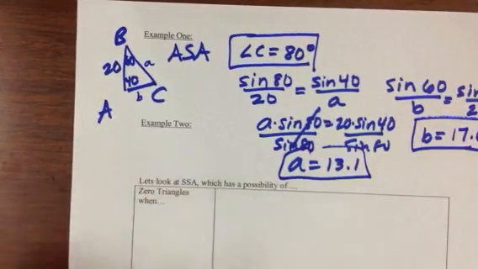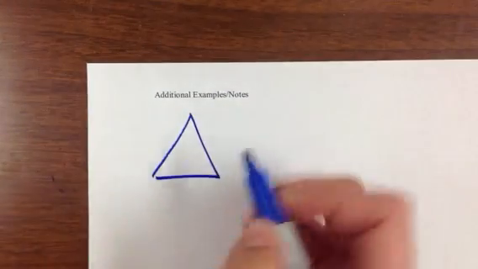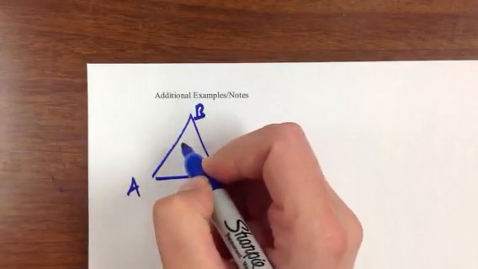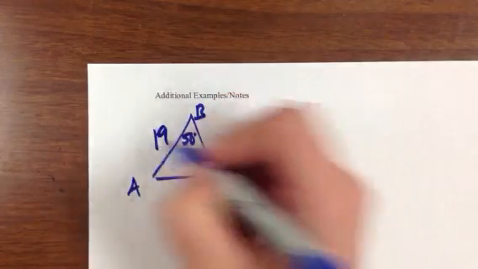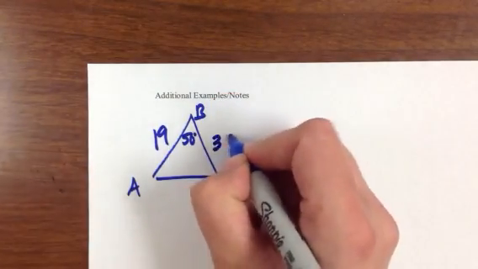So we're going to look at a second example, and I'm going to write this on my additional notes page since I am running out of room right here. The second example we want to look at is we have a triangle A, B, C. Angle B we'll say is 50 degrees, little side C is 19 and side A is 35.